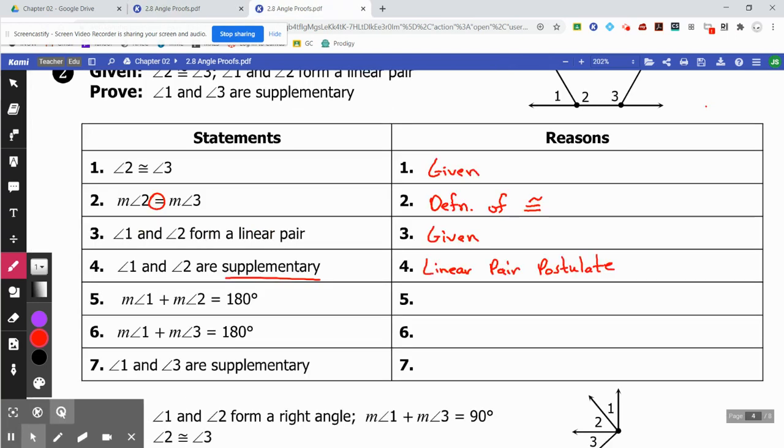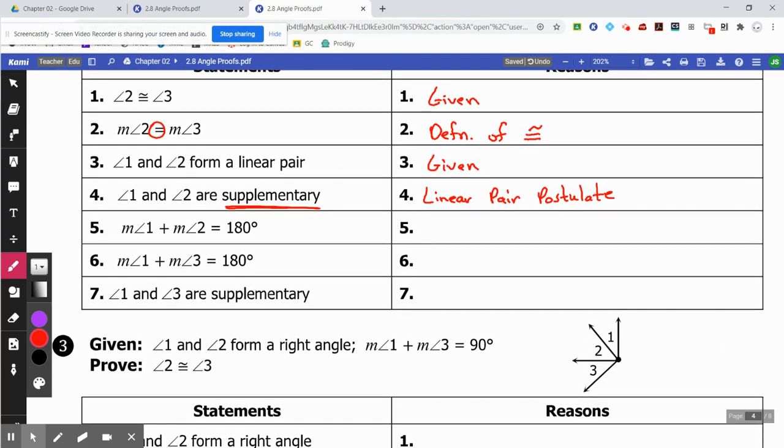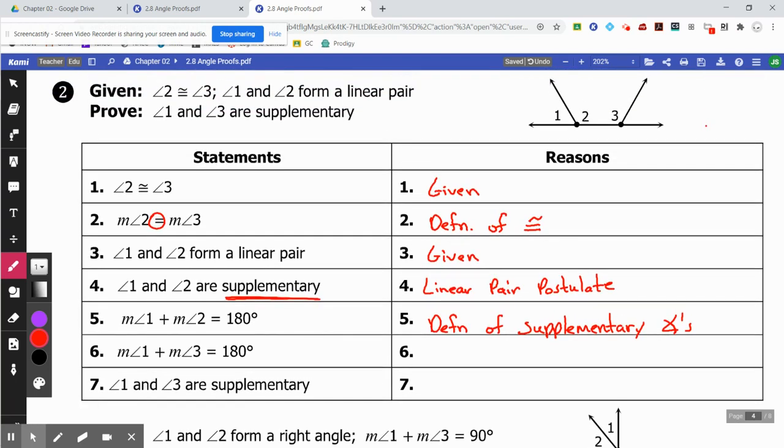Okay, step number 5 says that 1 and 2 add up to 180. Well, that follows from them being supplementary. If something's supplementary, then the two angles must add up to 180. That is the definition of supplementary. Okay, but now let's go back and look at what we're trying to prove. We're trying to prove that 1 and 3 are supplementary. Well, we're given that 1 and 2 are supplementary, and we're given that 2 and 3 are the same, so that means we could replace that with that.